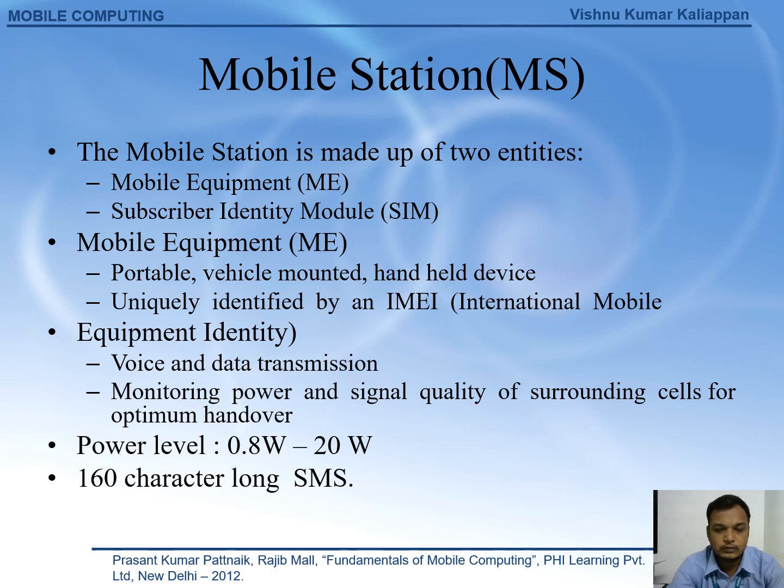Mobile station, as we know, is made up of two entities: the mobile equipment and the subscriber identity module. Everybody knows the SIM card, namely called a SIM. Mobile equipment is called ME, that contains portable, vehicle-mounted, handheld devices uniquely identified by an international mobile equipment identity, simply called the IMEI number, and handles voice and data transmission, monitoring power and signal quality of surrounding cells for optimum handover. The power level of the mobile station is 0.8 watts to 20 watts, and the total number of characters that can be carried by the short message service is 160 characters.